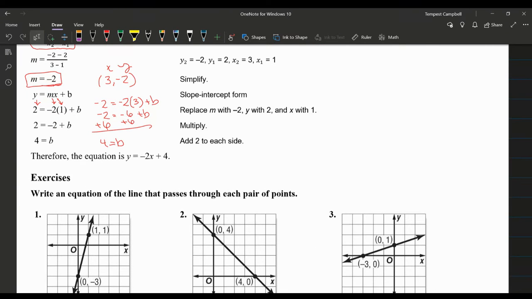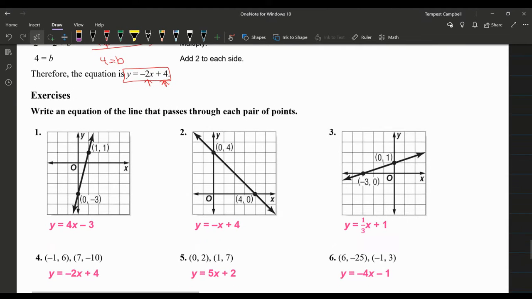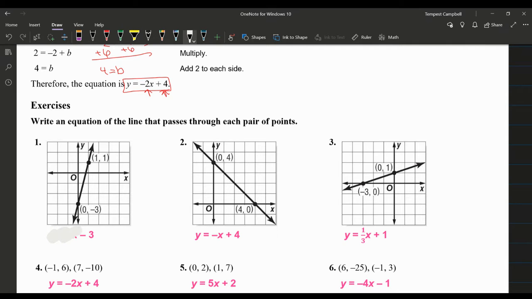All right. And then we're going to plug in our slope. We're going to plug in our y-intercept, and we get our equation. Let's look at a couple of these examples.